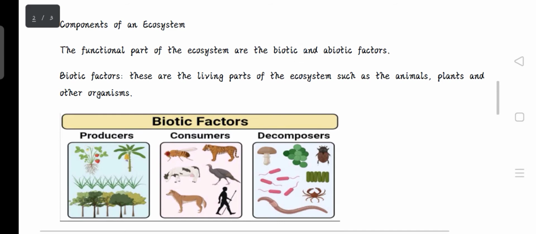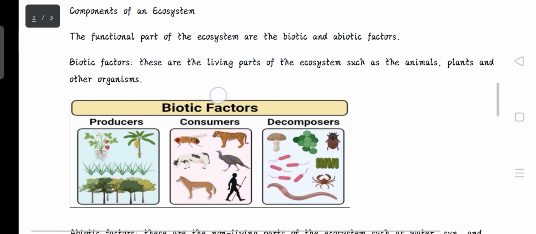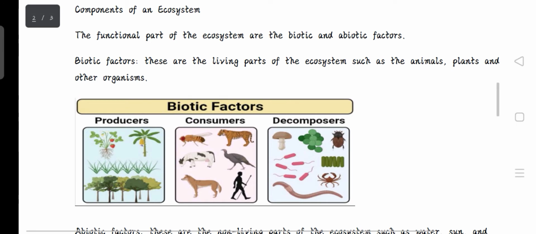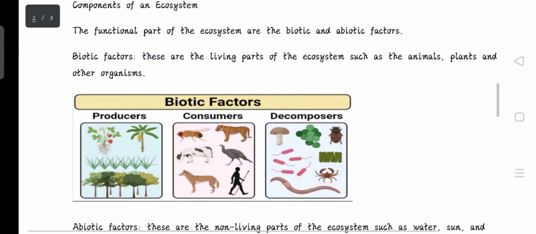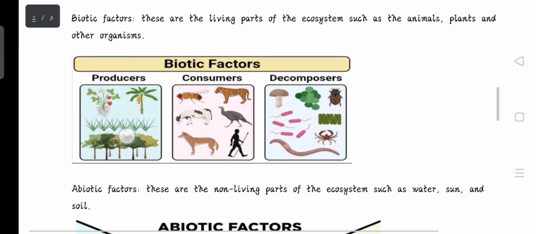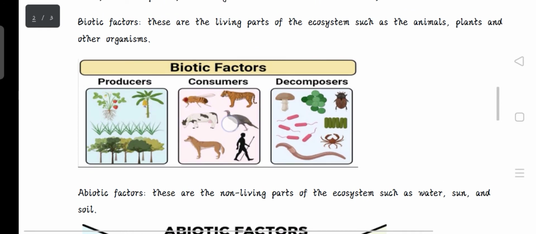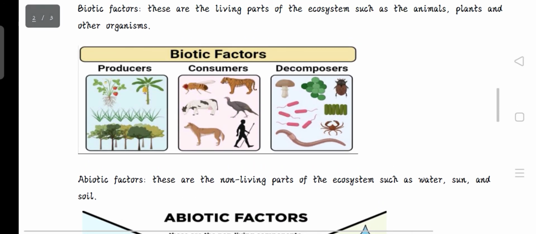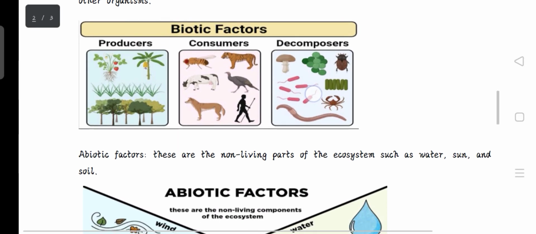So the components of an ecosystem. The functional parts of the ecosystem are the biotic and abiotic factors, just like we said earlier on. These biotic factors are the living parts of the ecosystem, such as the animals, the plants, and other organisms. When you look at this picture, you can see the biotic factors. You have the plants here, which are the producers, the consumers here, which are the animals, and the decomposers here. You can see the worms, the insects, the fungi, bacteria, etc.